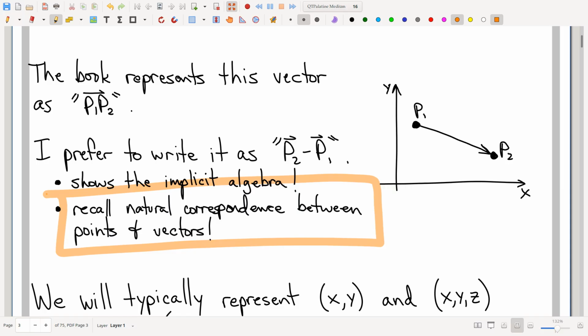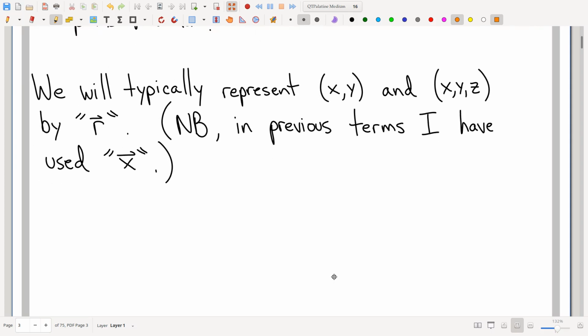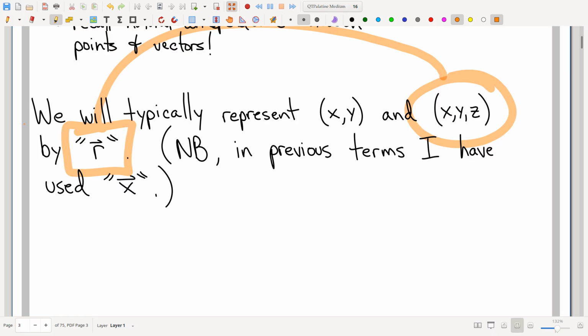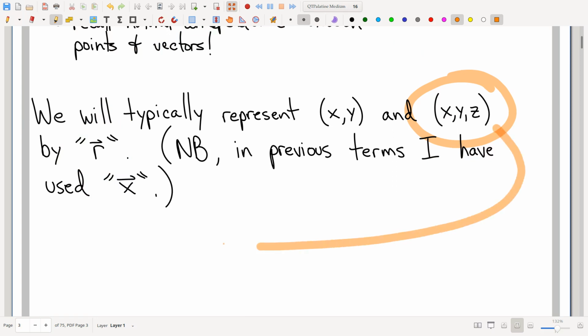Okay. All right. And then there's a notation question down here. Very often we find ourselves referring to points x, y, z in space. And I'm going to use the standard physics convention to call this the r vector. That said, in previous years, for a long time I used this notation. I called it the x vector.